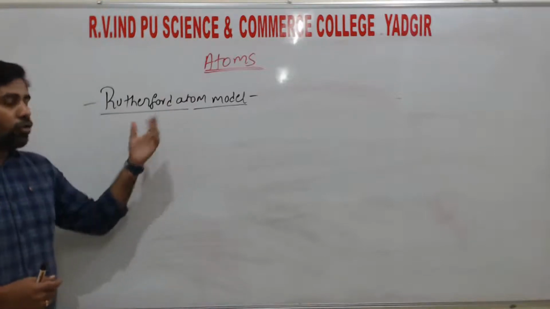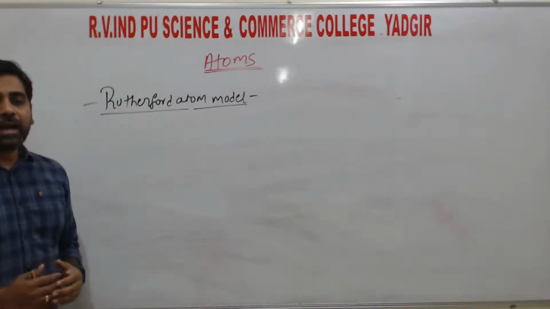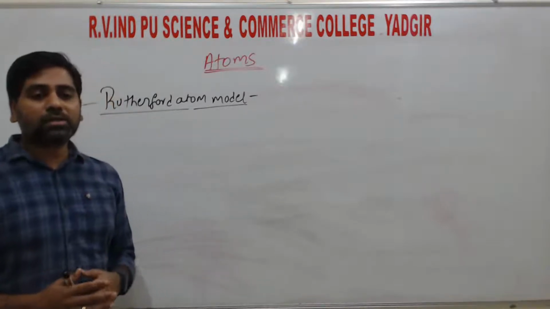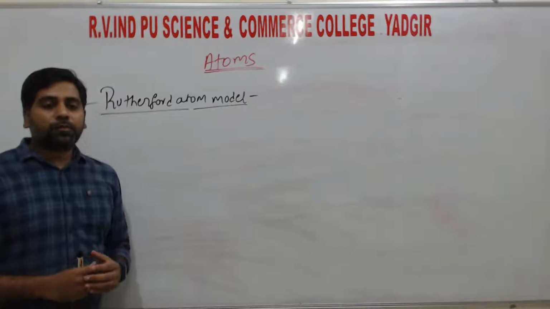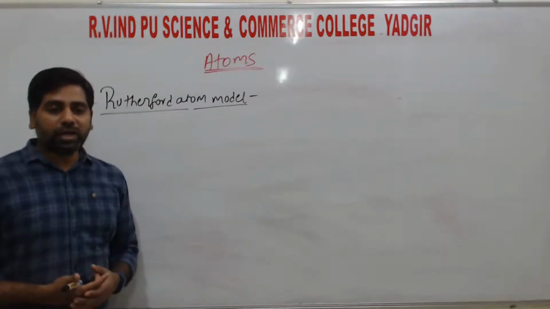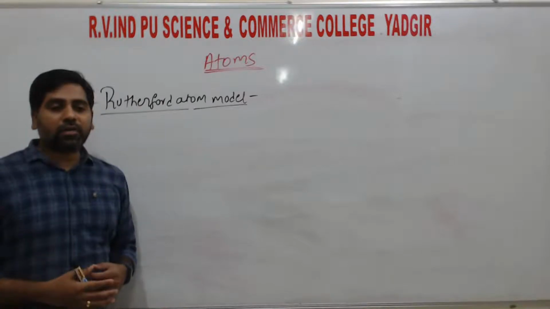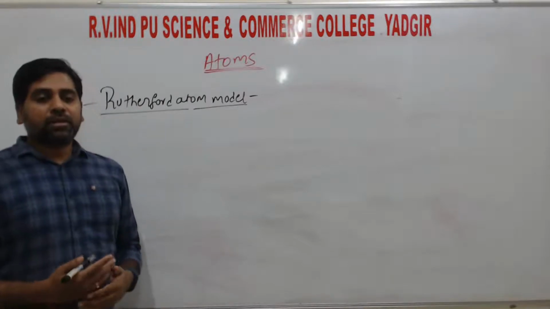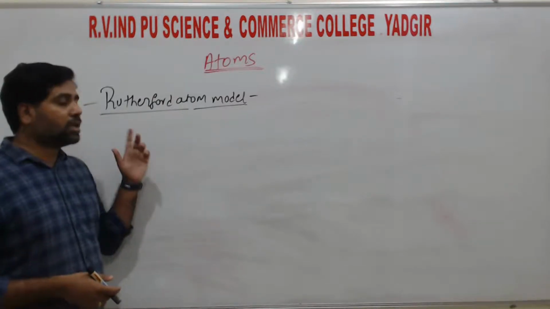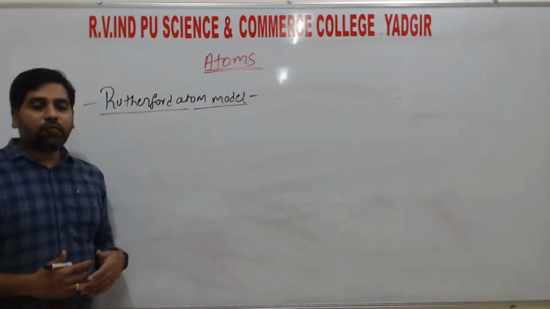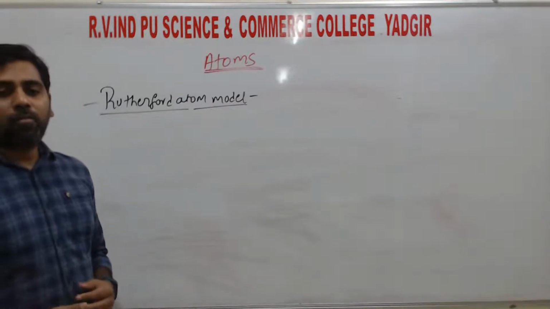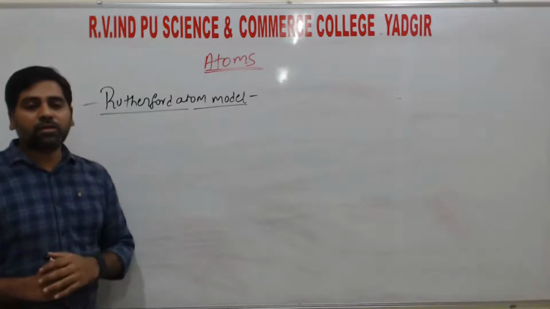The Rutherford atom model says the entire positive charge and the total mass is concentrated in a small volume. That we call the nucleus, and the electrons are revolving around the nucleus as the planets revolve around the sun. Hence the Rutherford atom model is also named the planetary atom model.